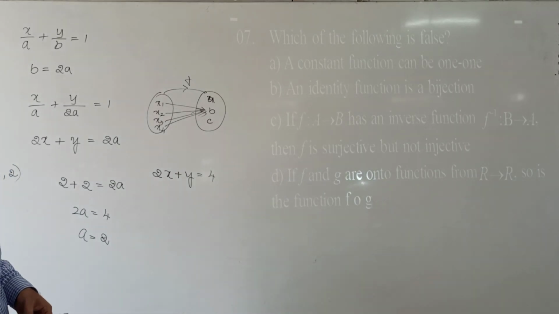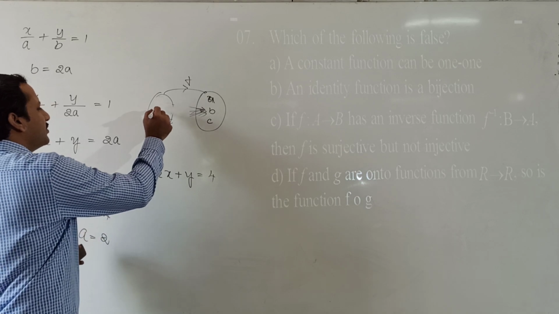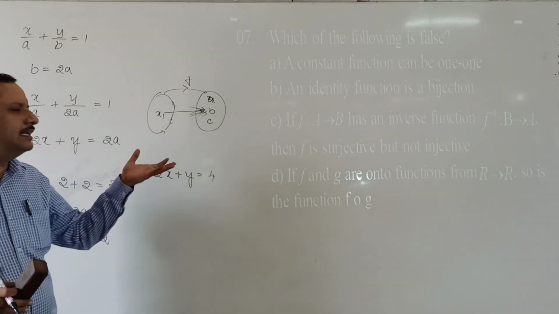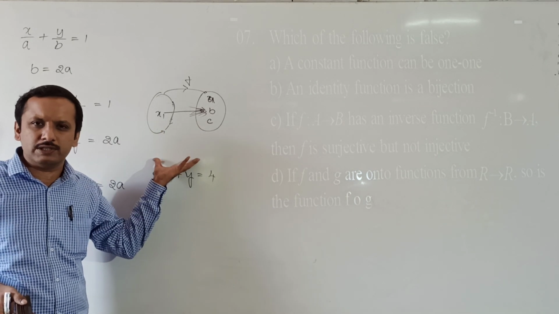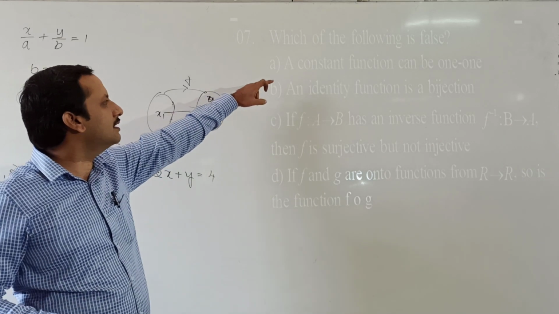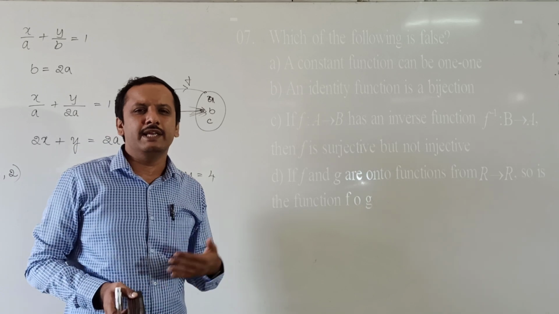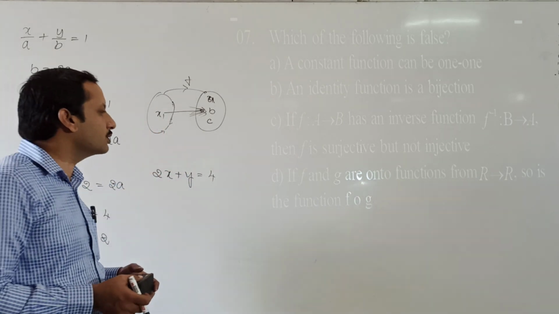But if the domain is a singleton set, let us say this domain has only one element, f of x1 is equal to b. Then this is a constant function, right? This is 1, 1 also, this is constant also. So what the statement says is that a constant function can be 1, 1. Yes, it is possible if the domain is a singleton set. So that is a true statement.